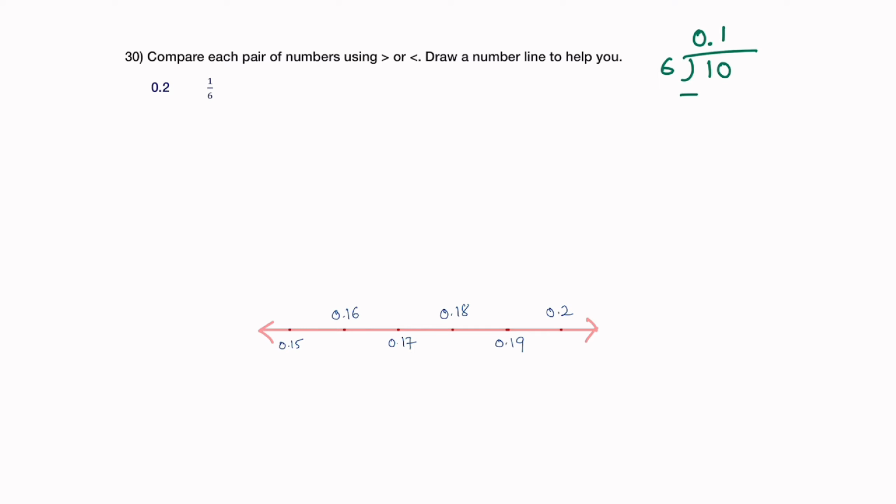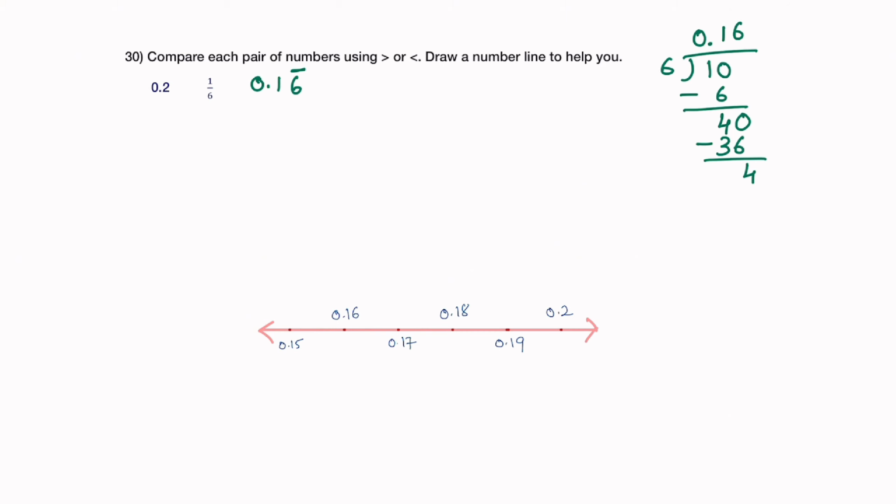6 goes 1 time. That's 6. 4. And then again 0. That's 40. So it's 6 times. That's 36. 4. So it will go on. Like the process will go on, right? So it's 0.16 with a bar. That bar means 6 will keep repeating.